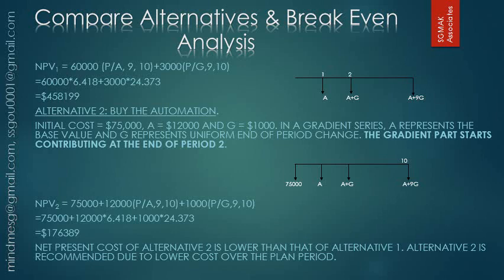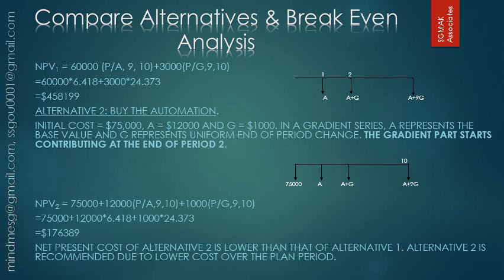So for a 10-year planning horizon, our net present value is 60,000 times P over A, 9% rate, 10 years. That converts the base value to a present value, and then the gradient, 3,000 times P over G, 9% rate, 10 years, converts the gradient to a present value. And the total amount comes out to be $458,199, close to $500,000. That's the net present value cost for alternative 1.